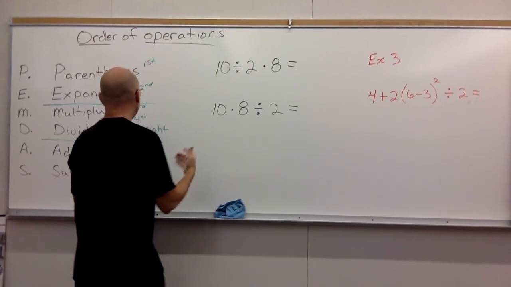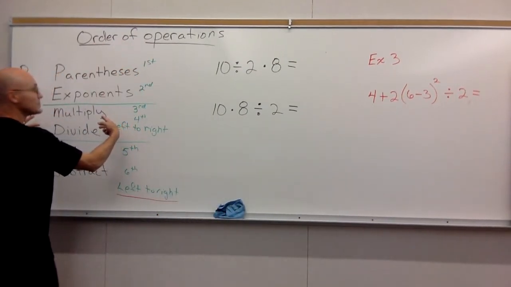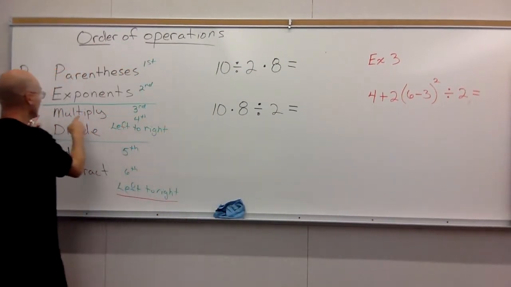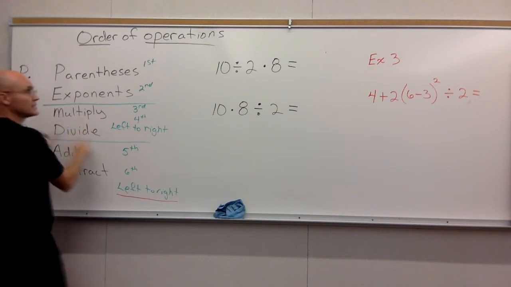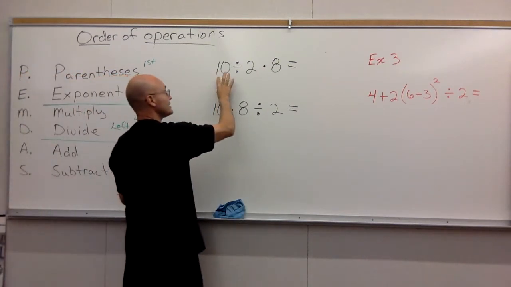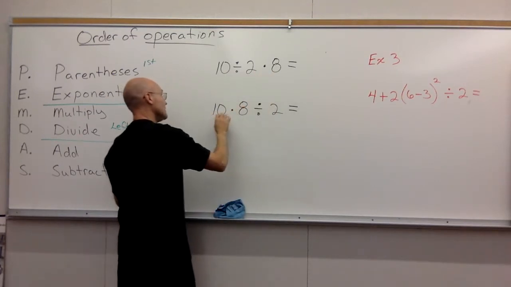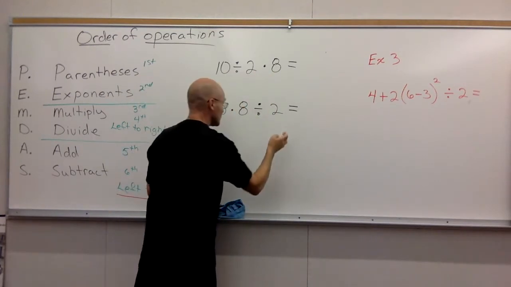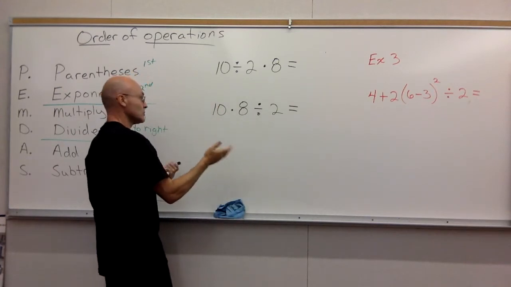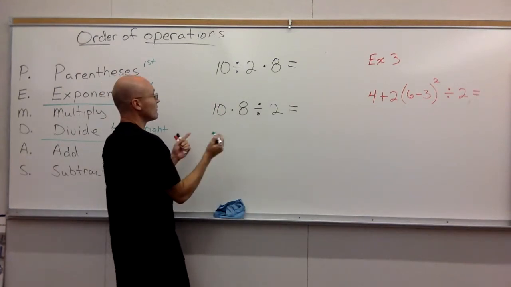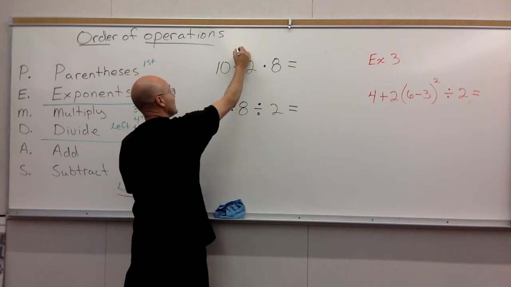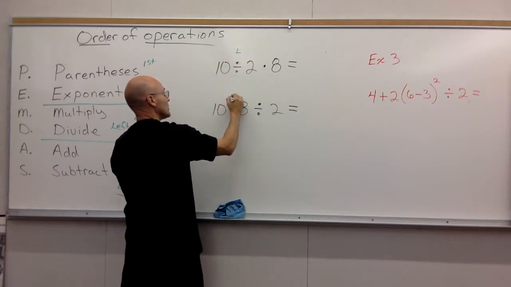So, I want to reinforce that multiply and divide don't go multiply first and divide second. So here I got 10 divided by 2 times 8. Here I got 10 times 8 divided by 2. And kids will sometimes mess this up. But you got to find out which one's on the left. Here division's on the left. Here multiplication's on the left.